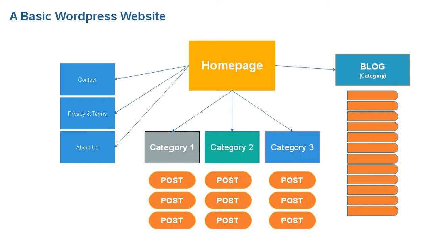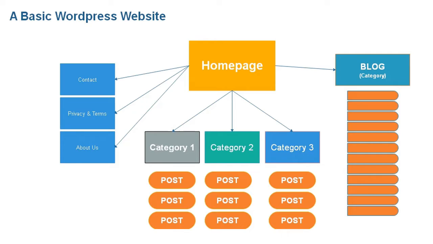In this video, I want to look at a basic WordPress website. The website diagram you have on the screen now has a home page which links to important pages like contact, privacy, terms, about us, and so on, but it will also link to the various categories on the site, and each category will have a number of posts.